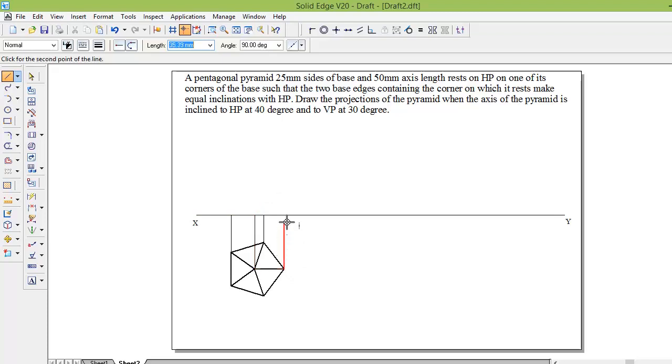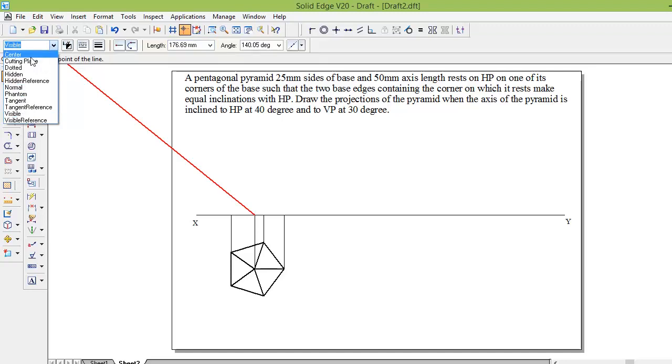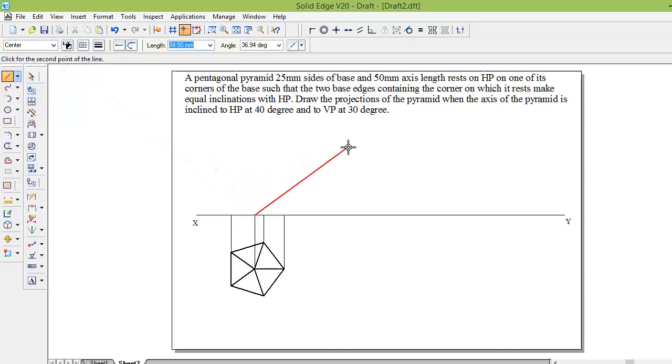All these normal lines should be at 90 degrees. So now the height of the pyramid is 50 mm. So I will make a visible line here. See, this is the axis point, the center is the axis here. From the center point draw, it should be a center line, the axis line should be a center line. It's 50 length at an angle 90 degree.